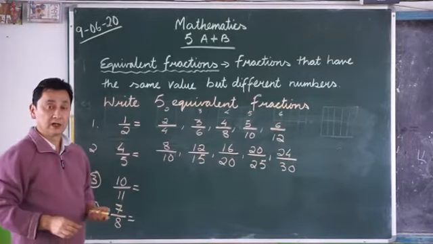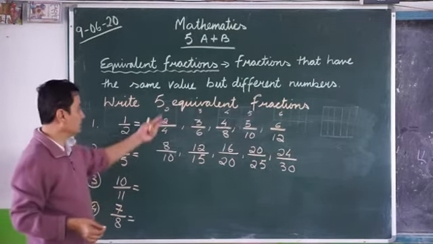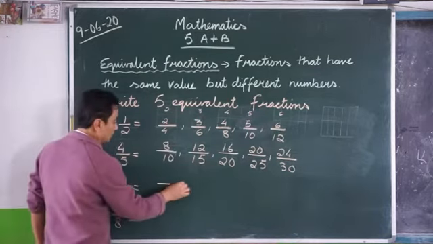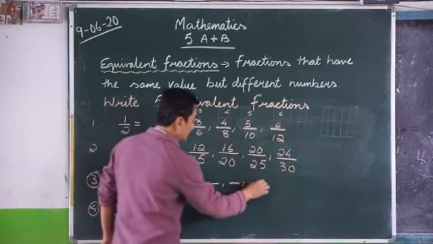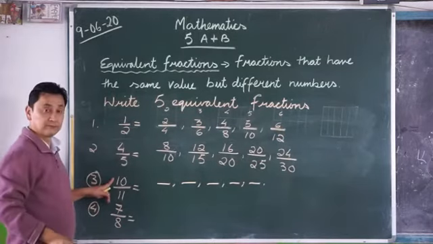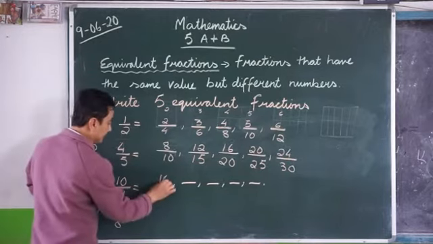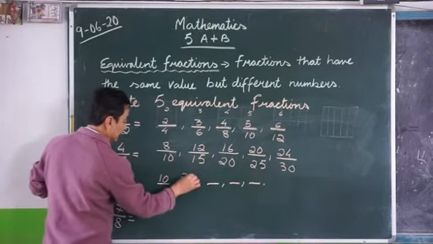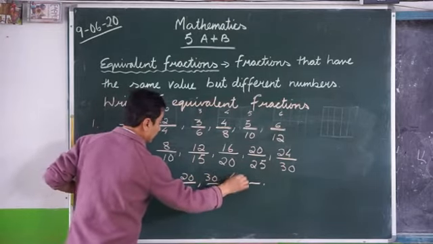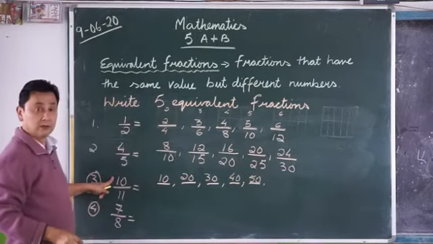equivalent fractions. Now, some children are very clever. They do it this way. You can do it that way also, once you have understood how equivalent fractions are done. So, you do it like this. 1, 2, 3, 4, 5. And then 10. 10 ones, you do your tables. 10 ones are 10. 10 twos are 20. 10 threes are 30. 10 fours are 40. 10 fives are 50. So you have written all the numerators.